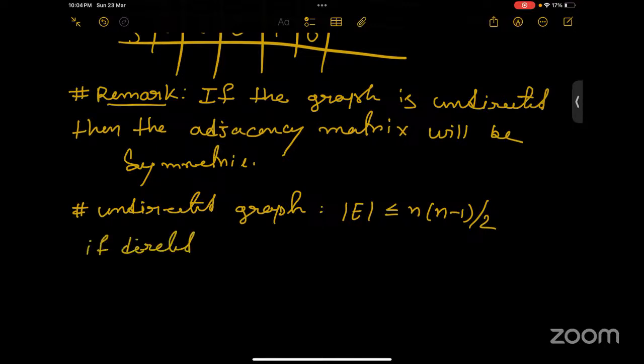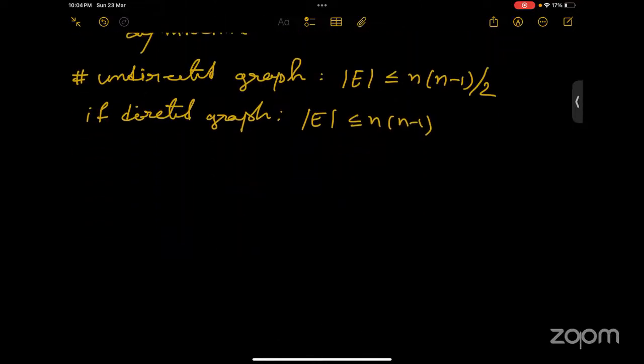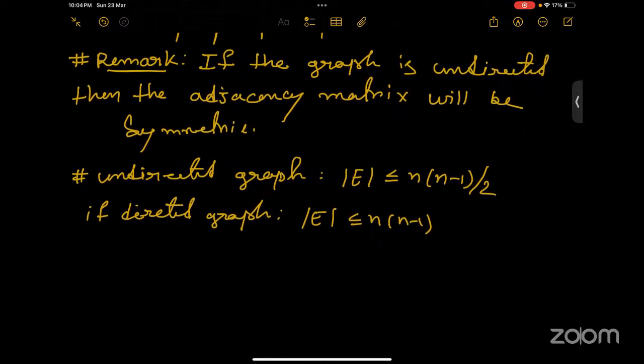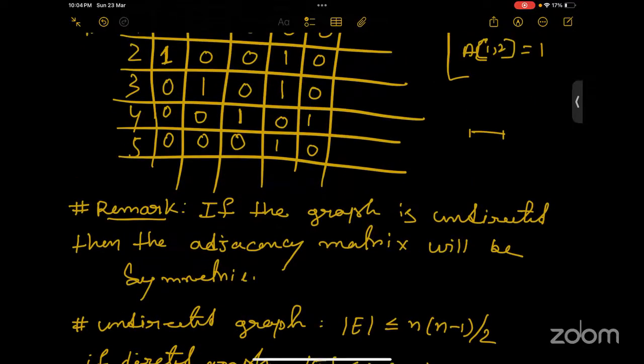Undirected is always a symmetric matrix. Yes, always the adjacency matrix will be symmetric. These are something you can note down. Just one question. In this undirected graph, since it's a symmetric matrix, the cardinality of the space of n cross n such symmetric matrices is generally n into n plus 1 by 2, right?